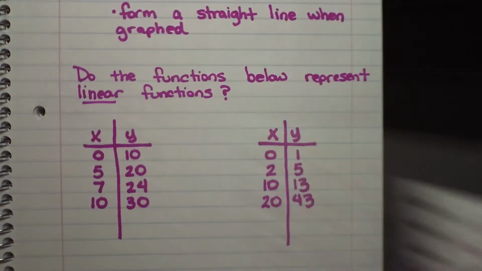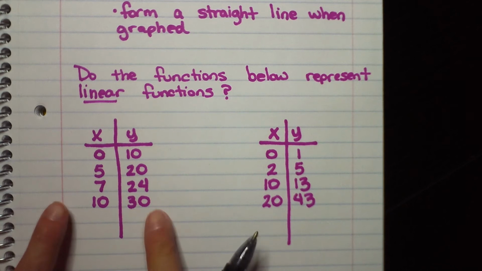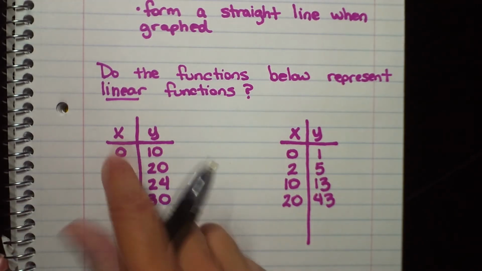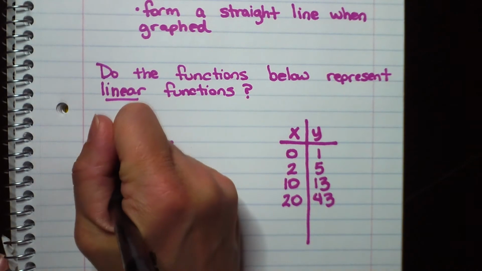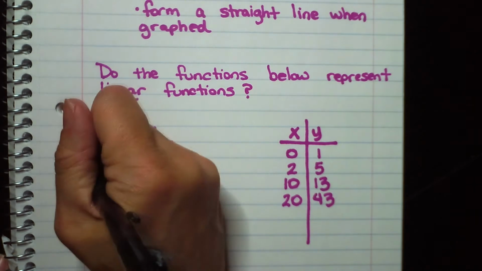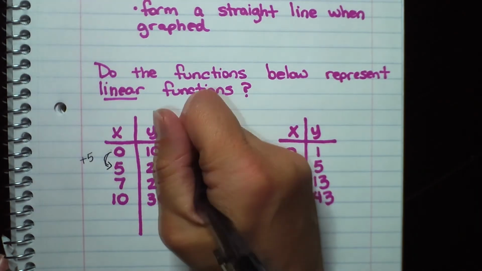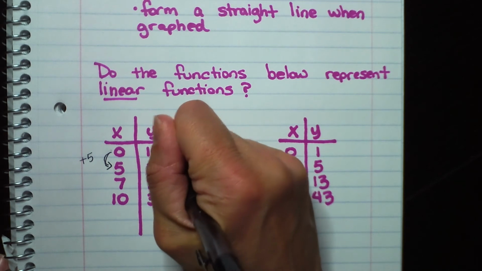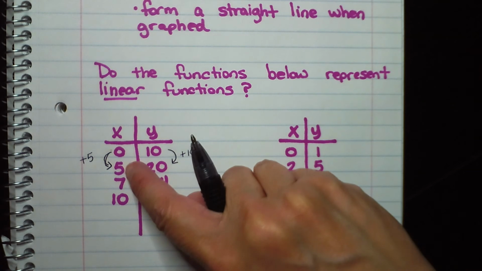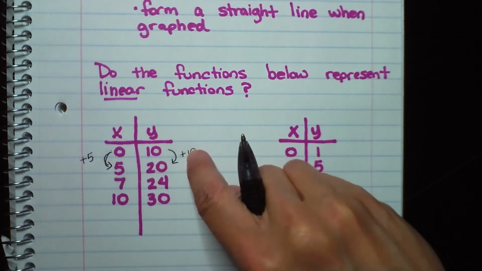So what we're really doing is looking for the rate of change. We want to know if it's constant. So I'm going to show you how to do that on each of these. The first thing I'm going to do is look at my change in x from 0 to 5. That is an increase of 5. And my change from 10 to 20 is an increase of 10. If you can't just see that, I could figure that out by doing 5 minus 0 is 5, and 20 minus 10 is 10.